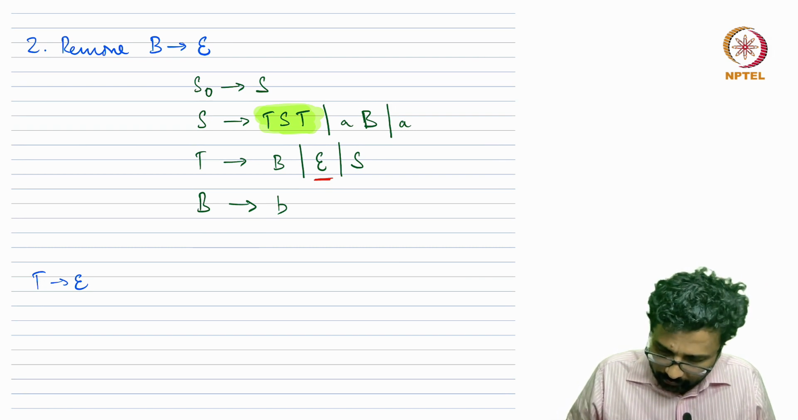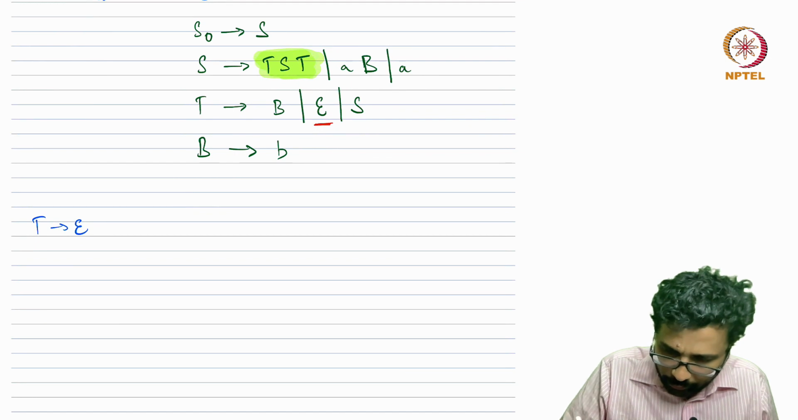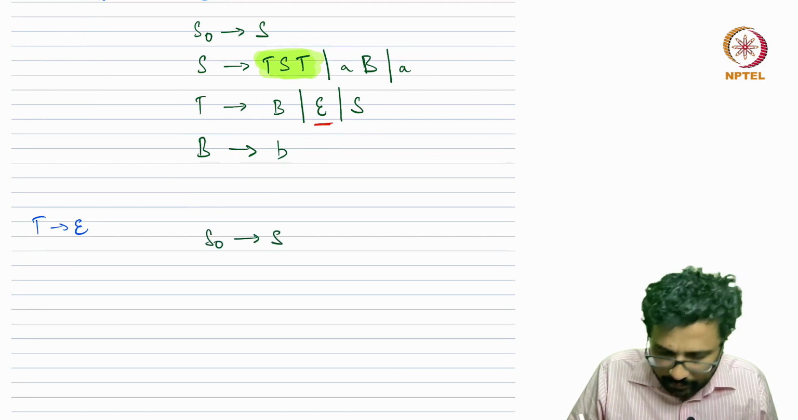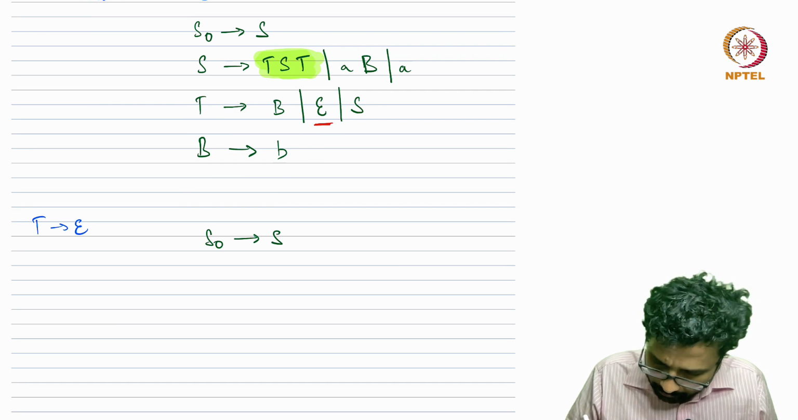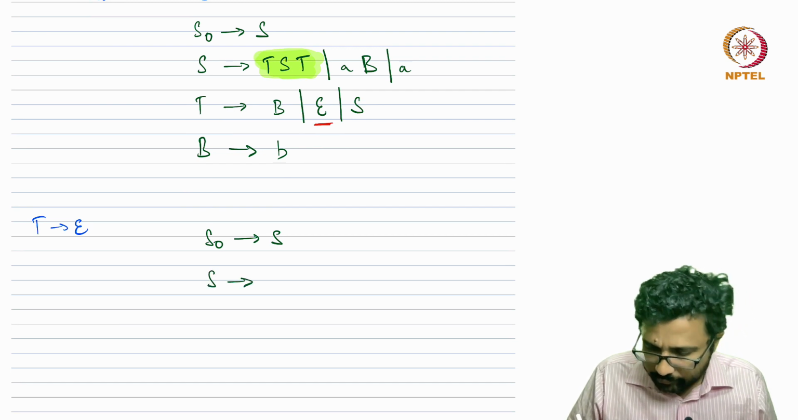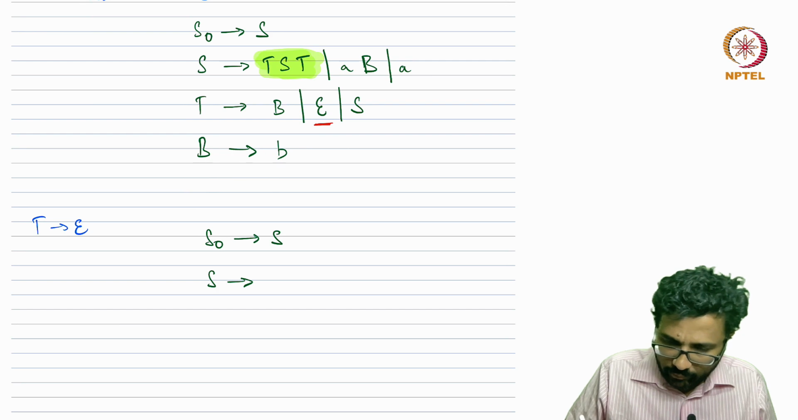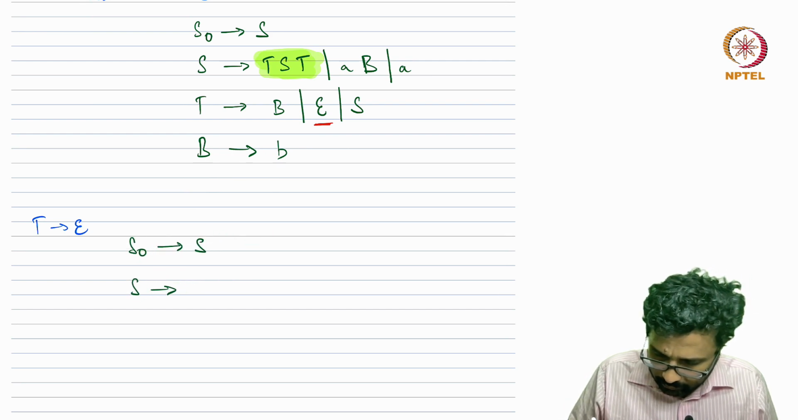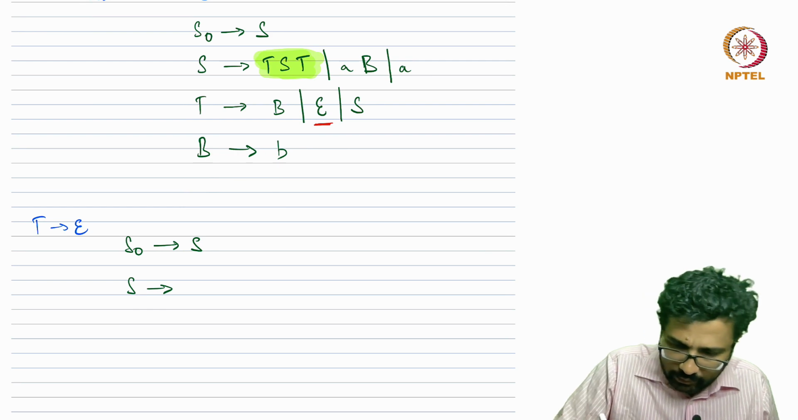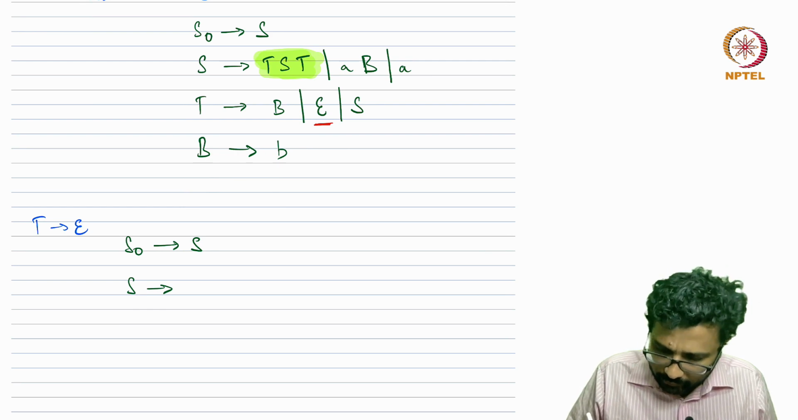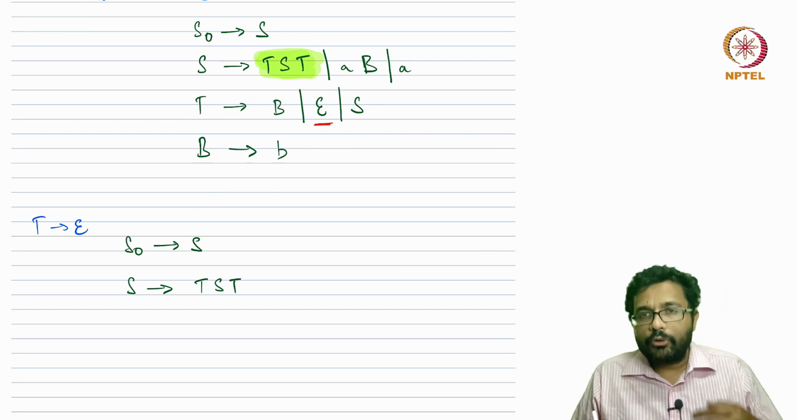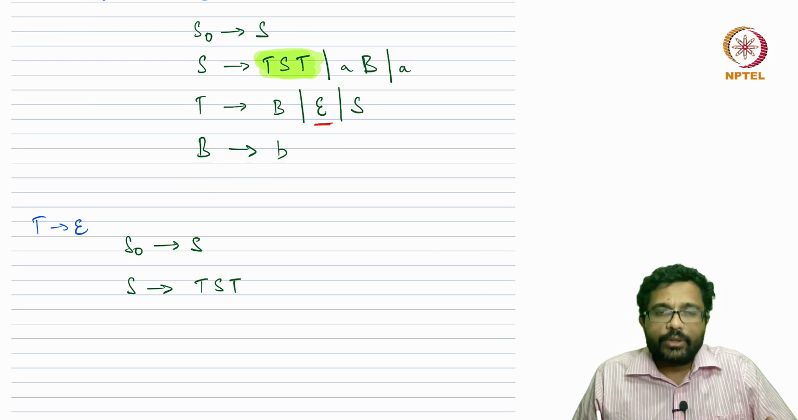we are going to remove this T gives epsilon. So S0 gives S, which is standard, and then S gives, maybe I'll just move it. S gives, right, so we have TST. Now we are removing T goes to epsilon.